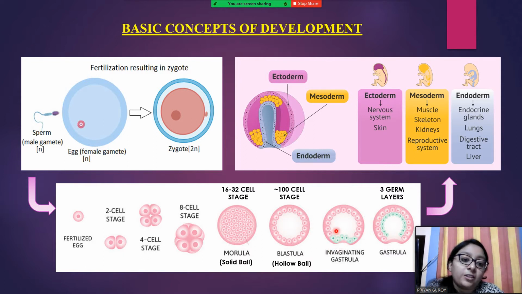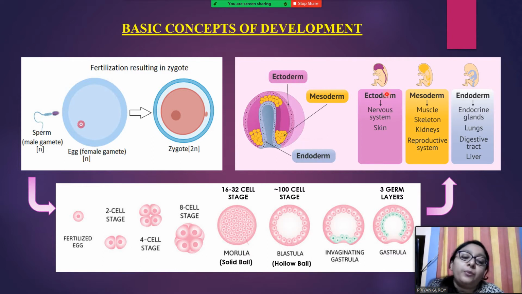So from this 100 cell stage, what happens is that an invagination starts. Cells start invaginating inside and they form 3 germ layers. That means they arrange themselves in 3 subsequent layers, and this structure is termed as gastrula. So the process of blastula formation is known as blastulation, and the process of gastrula formation is known as gastrulation. So what are these germ layers? So these 3 germ layers are basically ectoderm, mesoderm, and endoderm.